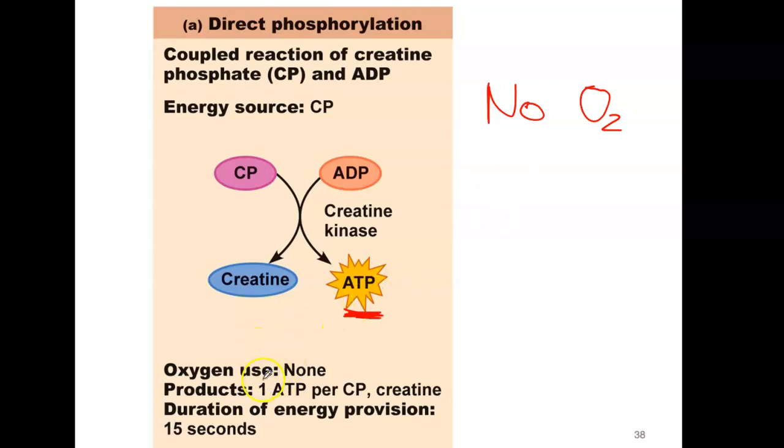Down here, the products, how much do you make? Well, you only make 1 ATP per creatine phosphate. And the duration of that energy that it's going to give you is about 15 seconds. So do you notice it's fast, it's convenient, it doesn't need oxygen, but it doesn't last very long.